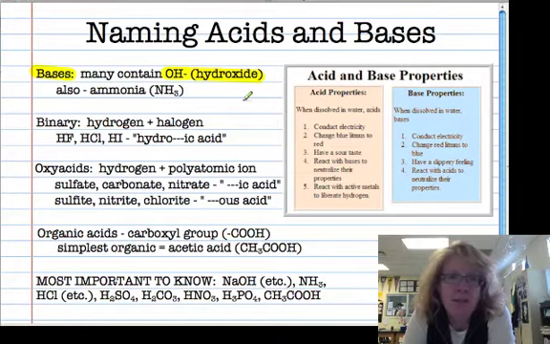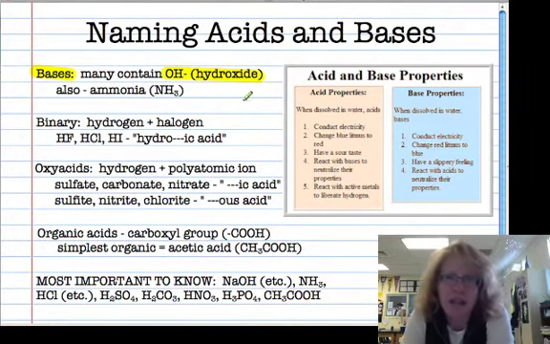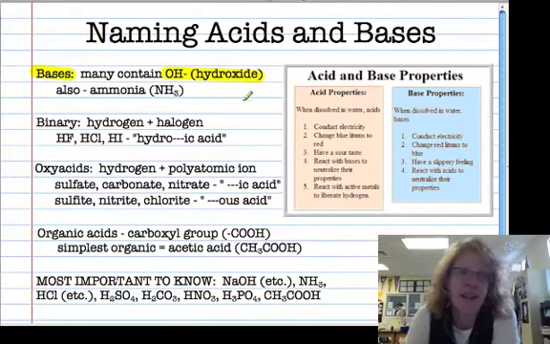In terms of acid names, just a quick review. If you get a binary acid, it's hydrogen and a nonmetal all by themselves. Those have the name of hydro-ic acid, so hydrochloric acid, hydrofluoric acid, hydroiodic acid, hydrobromic acid, those kind of ones.